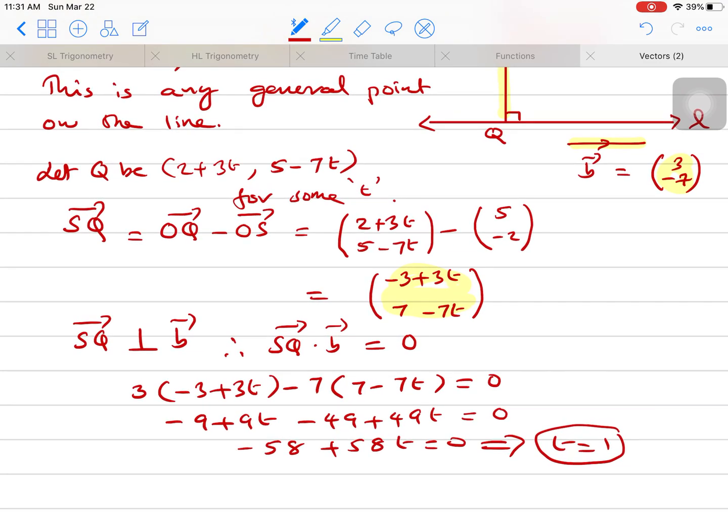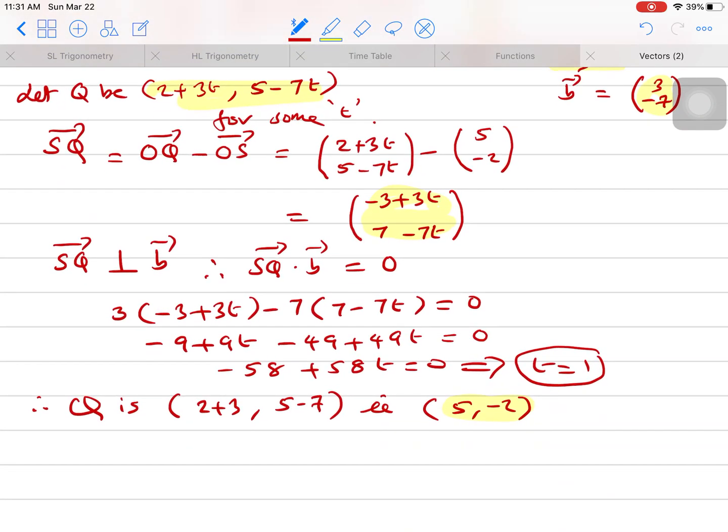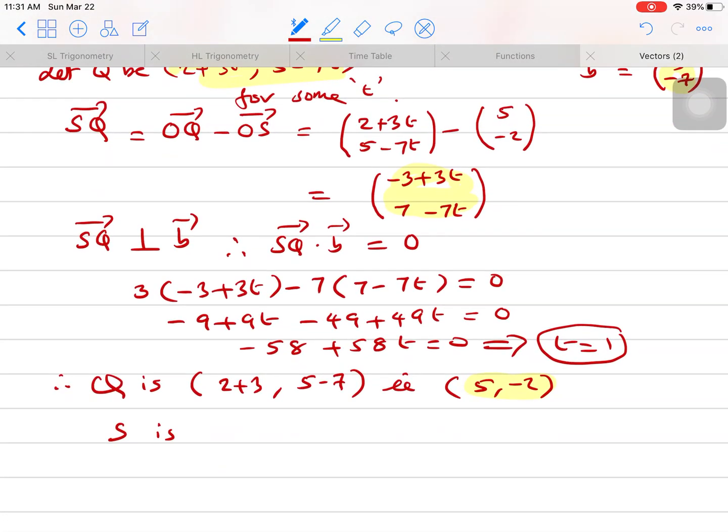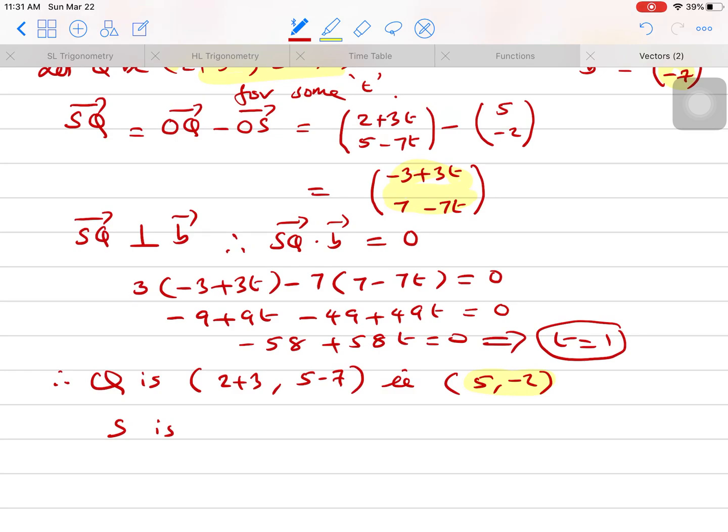Since I know the value of t, I can calculate the point Q. Therefore, the point Q: make t as 1. So that's going to be 2 plus 3, comma, 5 minus 7. That is 5, comma, negative 2. So that's my point Q, and I already know what my S is. S is 5, comma, negative 2.